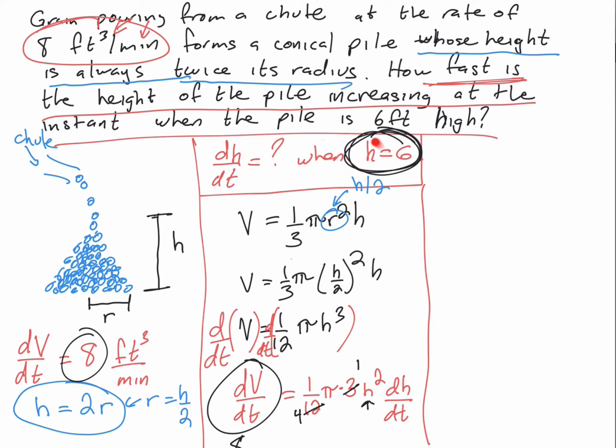Shouldn't pi be crossed off still? How come? Because it's a constant.